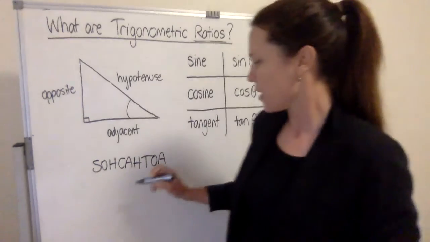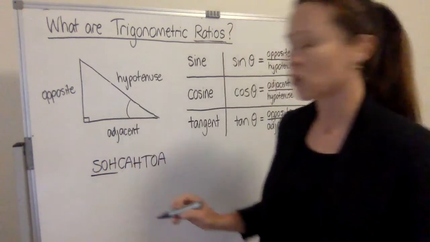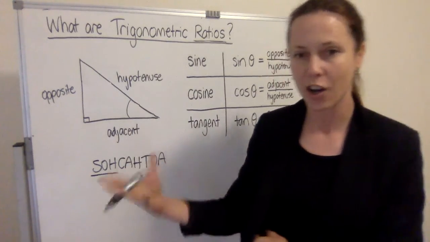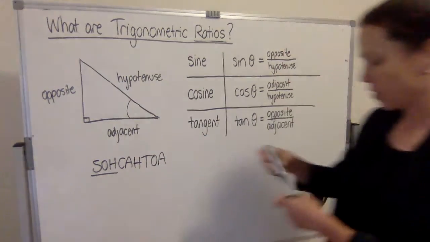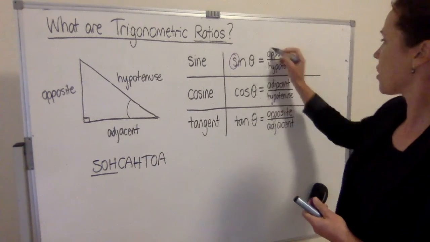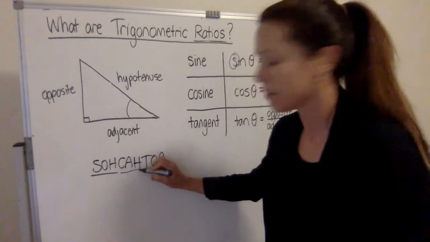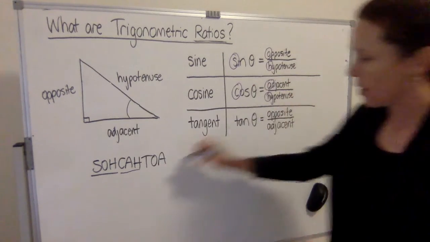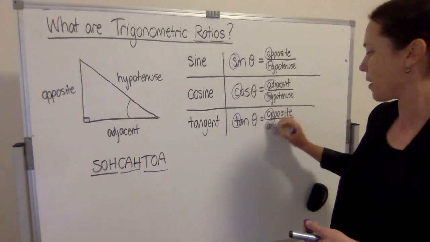Sohcahtoa. Now, if you break it up, it's got 9 letters. The soh part, let's try and say it like that with the H sounding a bit funny. Sohcahtoa. SOH stands for sine is opposite over hypotenuse. The cah part is cos is adjacent over hypotenuse, and then the toa reminds you that tan is opposite over adjacent.